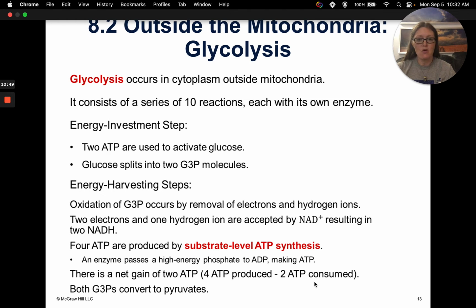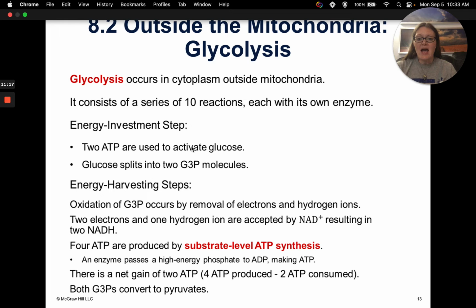This is that ball rolling down the hill. You got to put the 2 energy in. But by the time this is done, 4 ATP are created. So we get a net gain of 2 ATP. We have to use 2, we get 4, and so technically we're gaining 2 ATP each time this glycolysis happens. So 2 ATP may be enough, again, for that single-celled creature to survive.